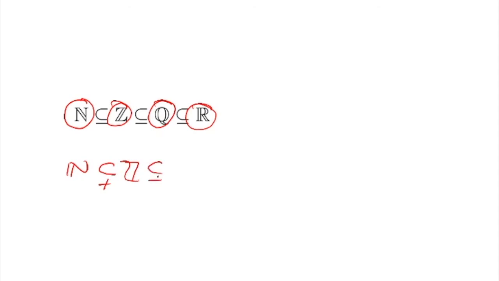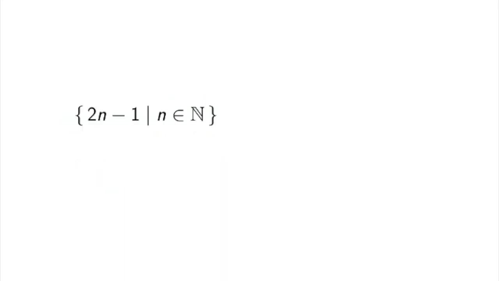One final thing is that we have this chain of subsets. So all of the natural numbers are in the set of integers, all of the integers are in the set of rational numbers, all of the rational numbers are in the set of real numbers. In fact, you can also write this as follows. So N is a proper subset of Z, which is a proper subset of Q, which is a proper subset of R.